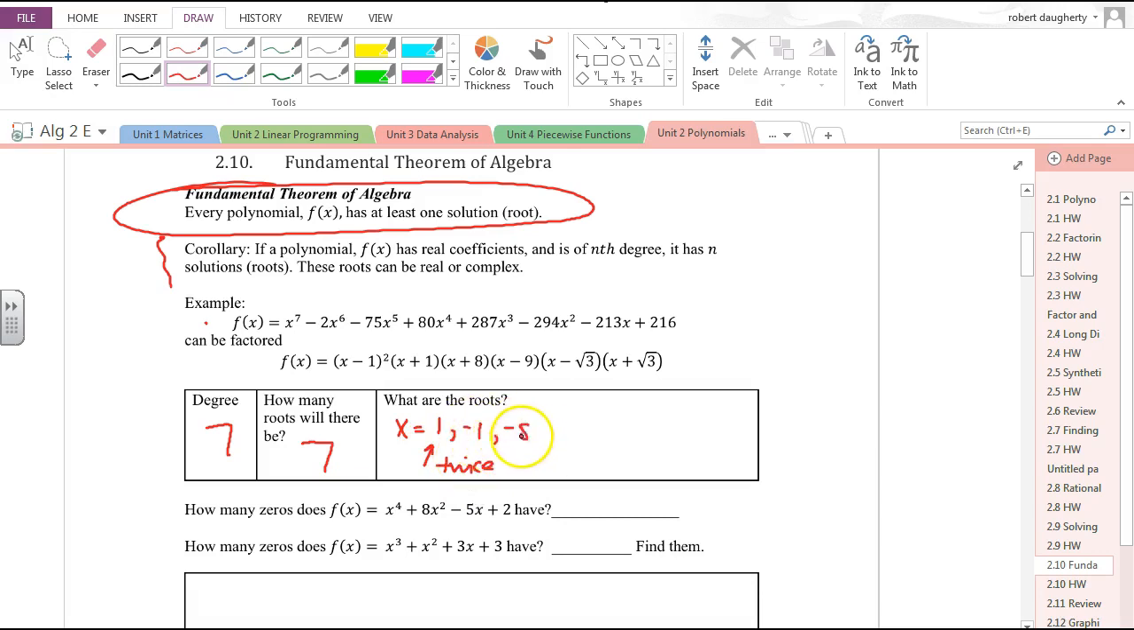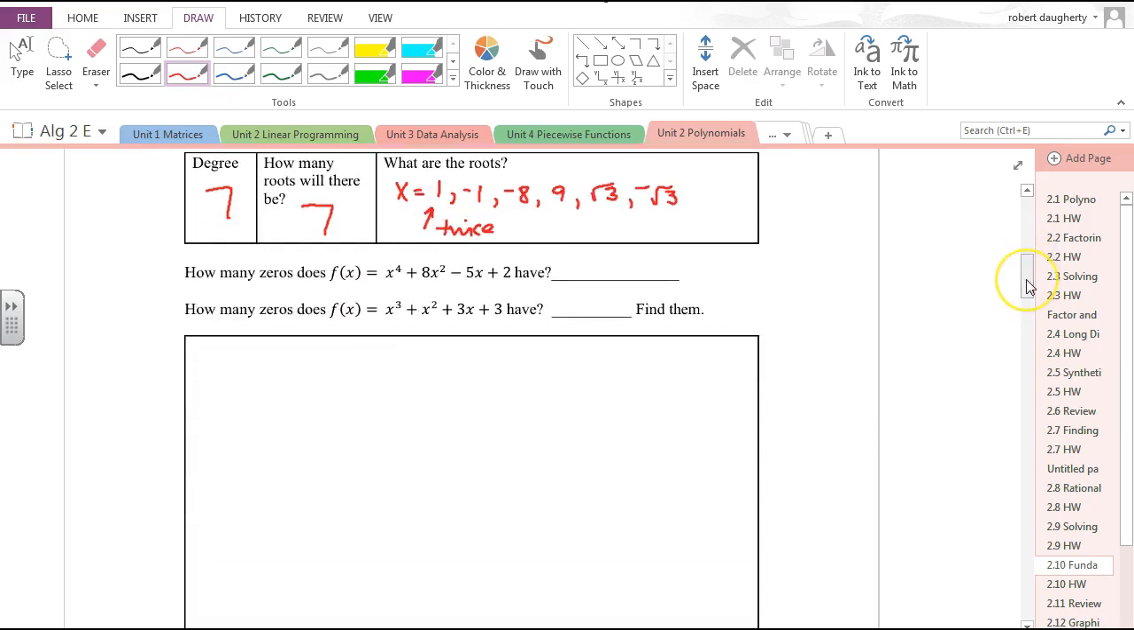And then what are the other roots? -1, -8, 9, square root of 3, negative square root of 3. Count them up. 1, 2, 3, 4, 5, 6, 7. So there are 7 roots to that polynomial, 7 zeros. Okay. It just so happens one of them occurred twice. We'll call that multiplicity, and we'll talk about that later, about what that means. Let's look at the next one.